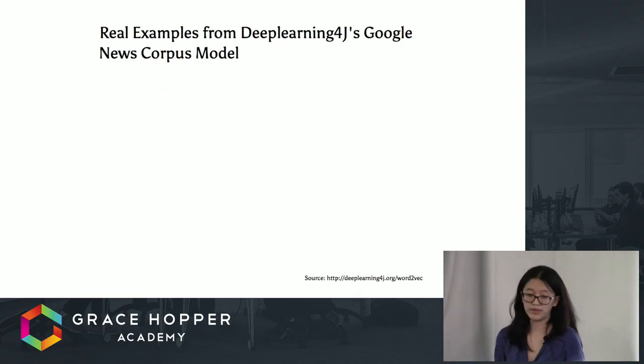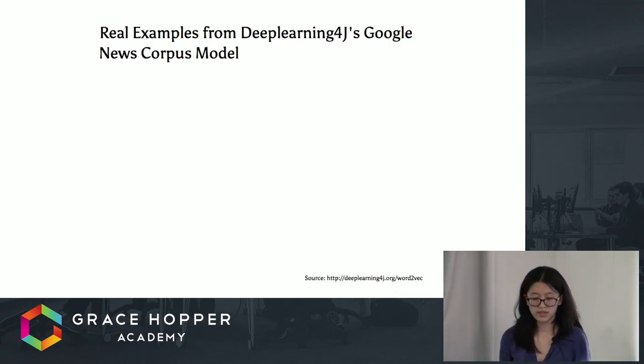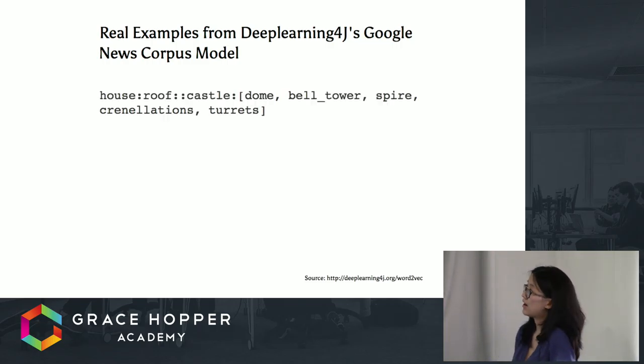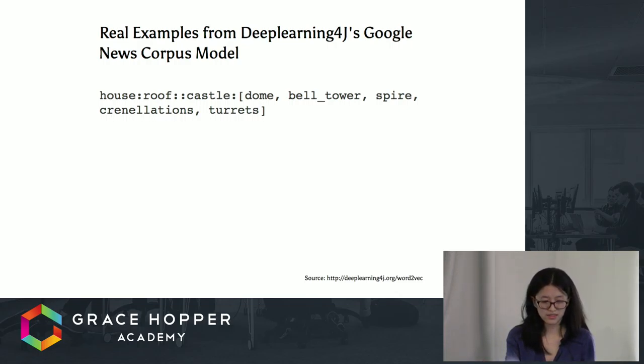The last thing I'd like to show you is data from an actual implementation of Word2Vec. This is from the organization Deep Learning 4J. They trained their model on the Google News corpus, and a lot of really fun examples have come out of that. How it works, again, is that they fed the model the first three words of an analogy, and their model returned an array of words that are the most likely candidates for finishing that relationship. So just as a roof is the top of a house, you have dome, bell tower, spire, et cetera, at the top of castles. That relationship makes sense.